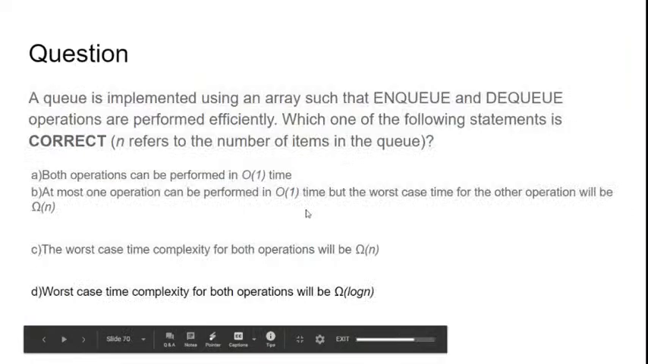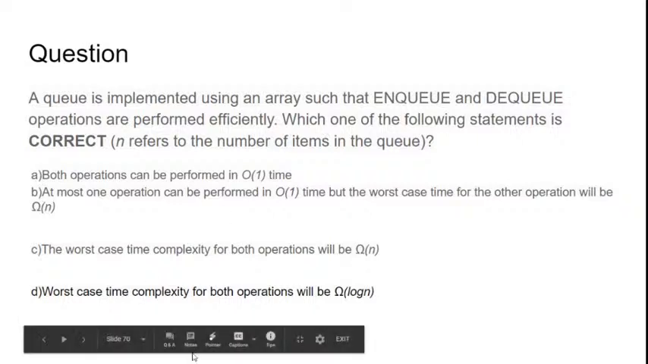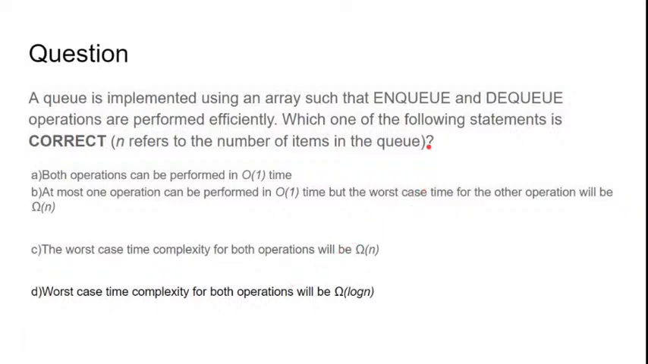Next question. A queue is implemented by using an array such that ENQ and DEQ operations are performed efficiently. Which one of the following statements is correct? Here n refers to the number of items in the queue. So the queue is implemented using an array such that enqueue and dequeue operations are performed efficiently.